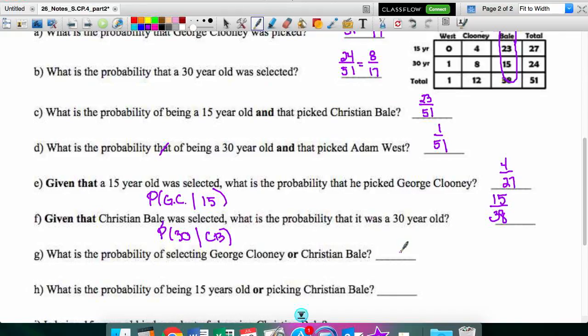G, what is the probability of selecting George Clooney or Christian Bale? So here we have a union. So now I'm going to actually do the first one using the joint values, and then the next I'm going to use the totals just to see both examples. So doing this one with the joint values, what I want is all of the joint values associated with George Clooney and Christian Bale. So if I just look at George Clooney, the joint values associated with George Clooney are 4 and 8. And Christian Bale would be the joint values 23 and 15. There's no overlap here, so I don't have to worry about subtracting anything, nor would I need to subtract anything if I was just doing joint values. So I can just add all of these joint values up to get my numerator for this union. 4 plus 8 plus 23 plus 15.